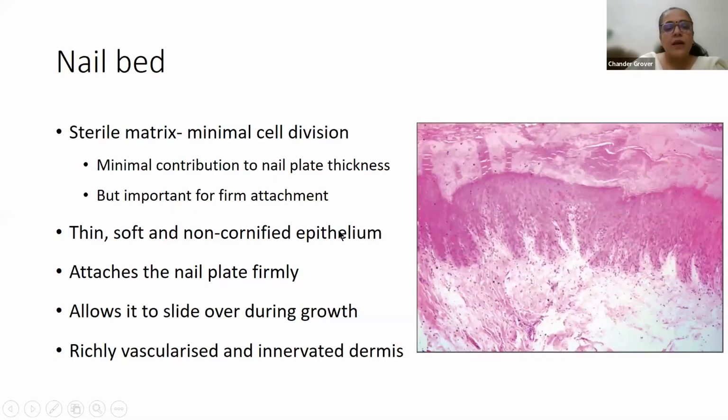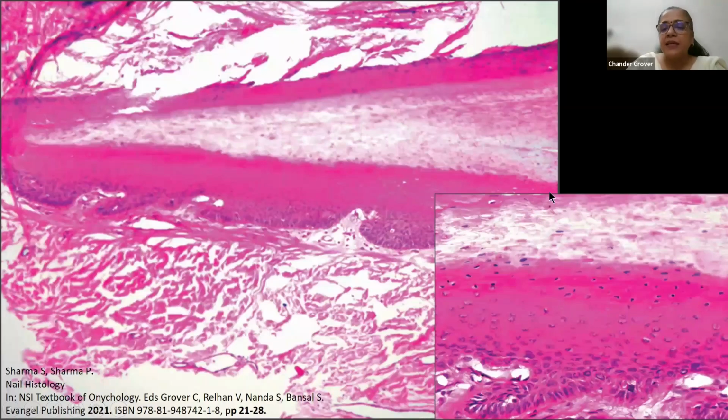So this part is the matrix and it continues onward into the nail bed, and a high power view will show you the presence of these actively proliferating basal keratinocytes, which are undergoing onychokeratinization to produce this pink kind of homogeneous structure, which is the nail plate composed of tightly packed keratinocytes without nuclei.